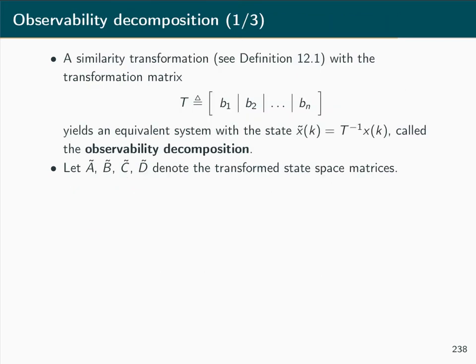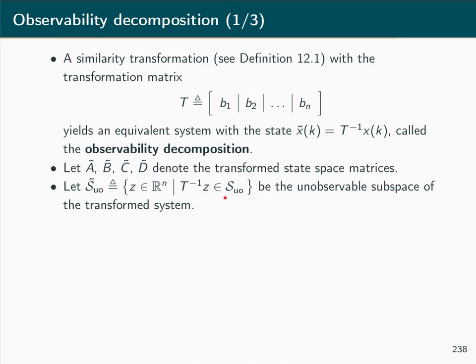A similarity transformation, according to definition 12.1, with the transformation matrix T consisting of the basis vectors b_1 through b_n as columns, yields an equivalent system with the state x tilde being defined as T inverse x, and this similarity transformed system will be called the observability decomposition. Its system, input, output, and throughput matrix shall be denoted with A tilde, B tilde, C tilde, and D tilde in the following.